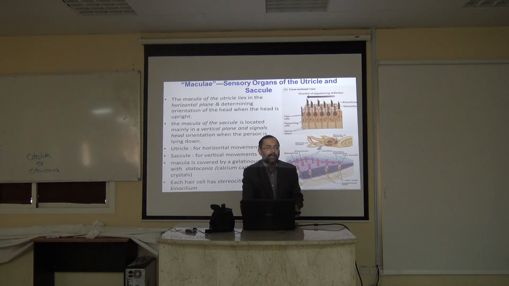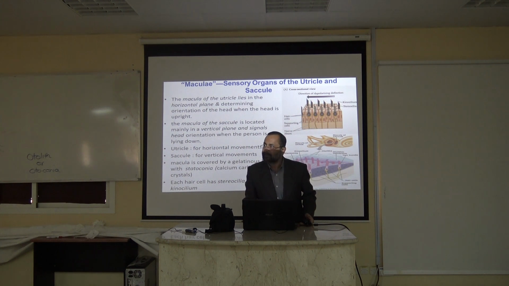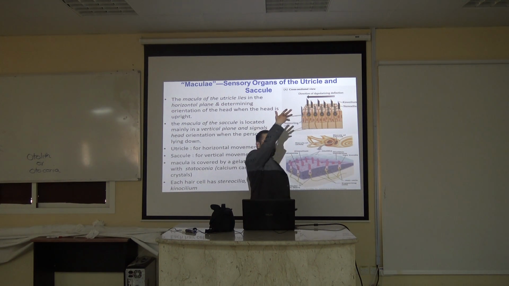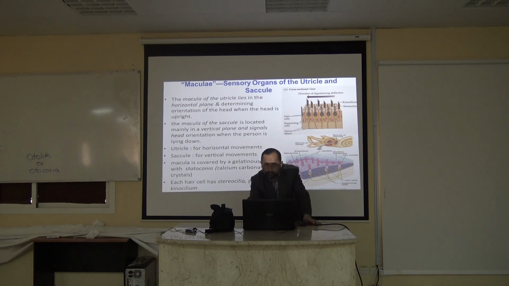So I think we have discussed all five organs: three cristae ampullares and two maculae. One macula is present in the utricle and one macula in the saccule. Are we now comfortable with the terms semicircular canals, ampulla, crista ampullaris, cupula, macula, utricle, saccule, otolith membrane, the jelly-like membrane, and the fine otoliths or otoconia, which are the dust particles or calcium carbonate particles? Okay, these terms, yes.